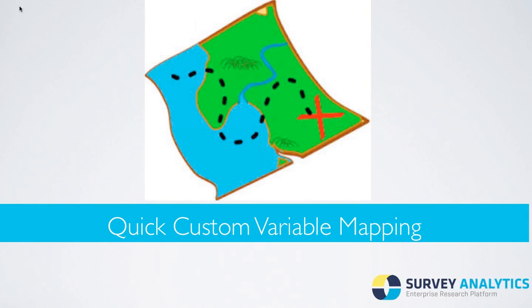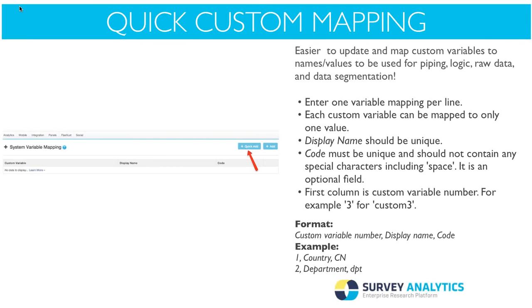The new item that we've also added that we hope our clients are going to be excited about is the quick custom variable mapping. Basically, it makes things a lot easier to update and map your custom variables to names and values to be used for piping, logic, or any raw data, and even data segmentation.